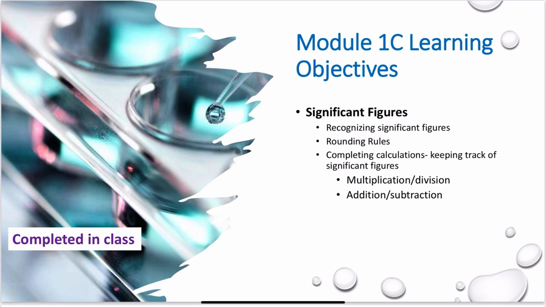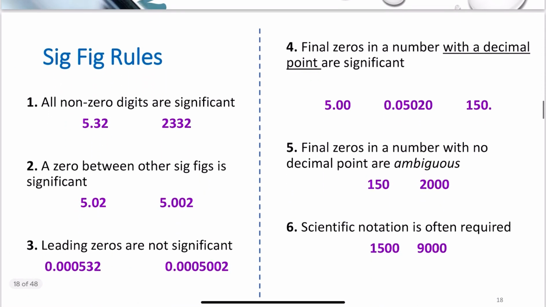Previous module, we already talked about the importance of sig figs. So if you're not sure of the importance, go ahead and watch module 1B again and come see me if you need help. I go through the questions in there, but you should really understand why we're doing them. In this module, we're going to focus on how to recognize them. So first, we need to cover the rules.